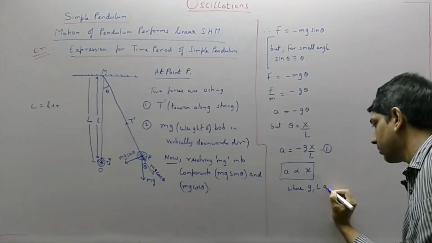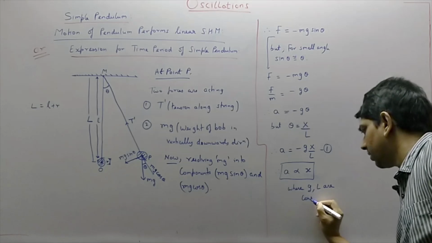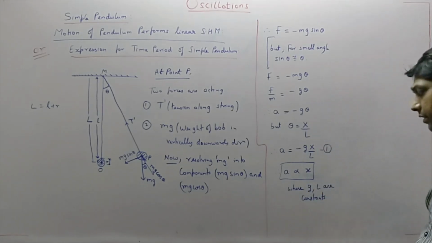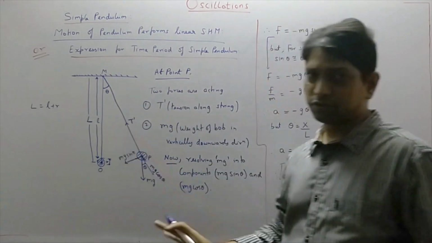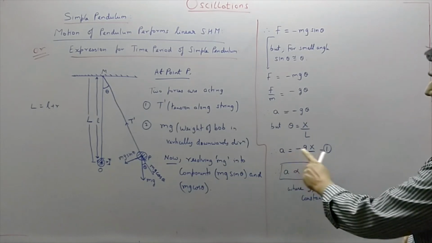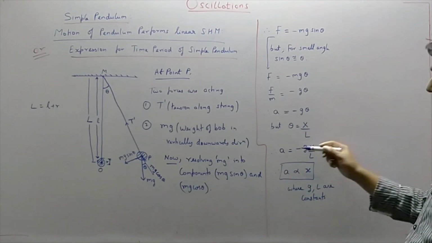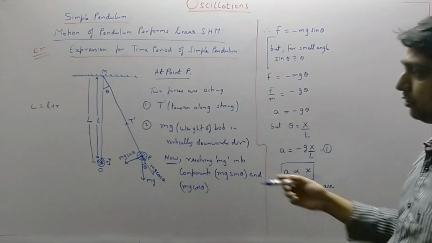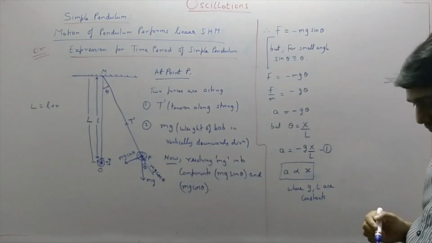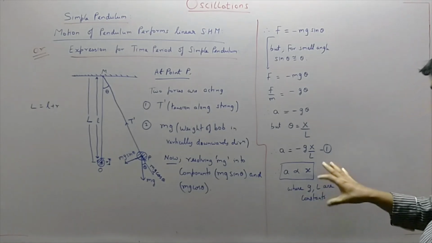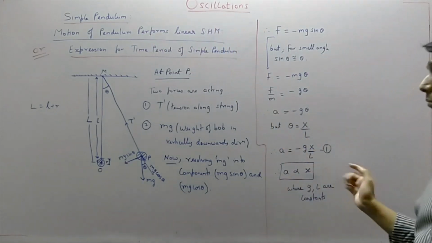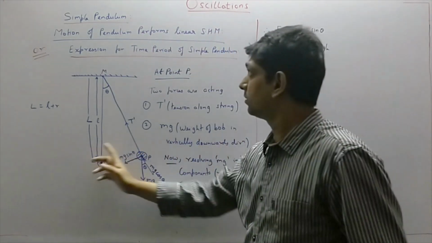Here g and L are constants. We know L and g are constants: g is the acceleration due to gravity, 9.8, and L is the length of the string, which I kept constant. So a is proportional to x where g and L are constant. The negative sign indicates that acceleration and displacement are opposite in direction, so acceleration, that is force, is directed towards the center. From here we conclude that the motion of a pendulum is linear simple harmonic motion.